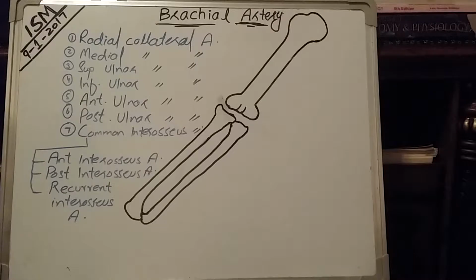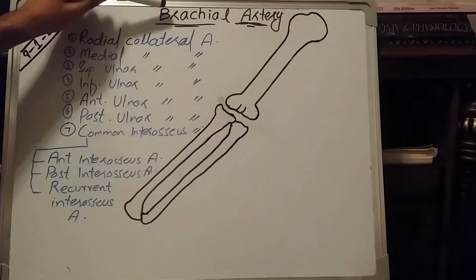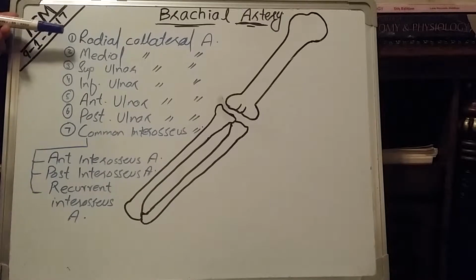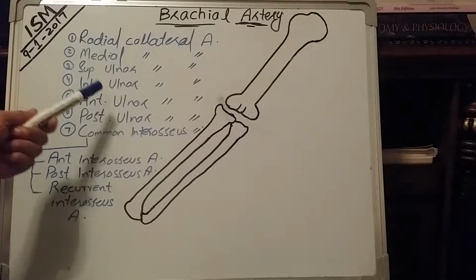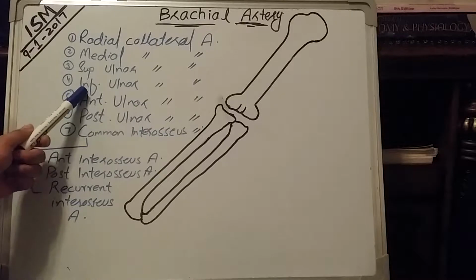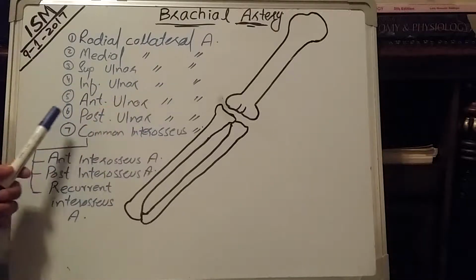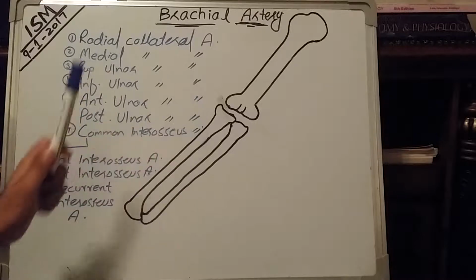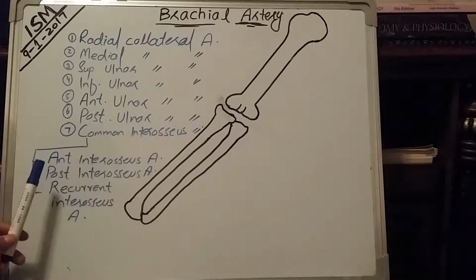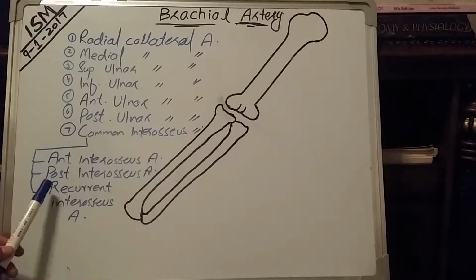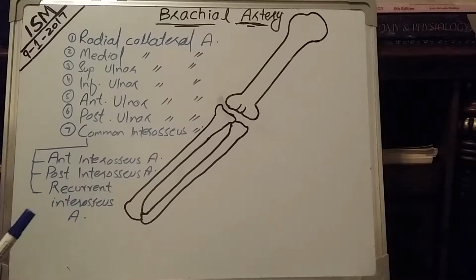So we will go through all these branches one by one, and we will discuss all these branches and their positions. The branches which the brachial artery gives rise to are the radial collateral artery, medial collateral artery, superior ulnar collateral artery, inferior ulnar collateral artery, anterior ulnar collateral artery, posterior ulnar collateral artery, common interosseous artery, anterior interosseous artery, posterior interosseous artery, and recurrent interosseous artery.